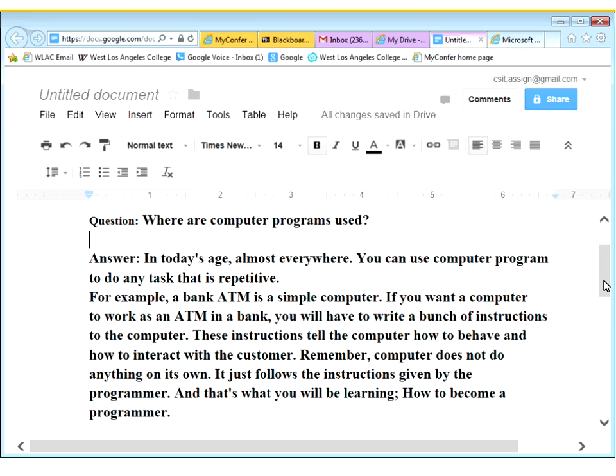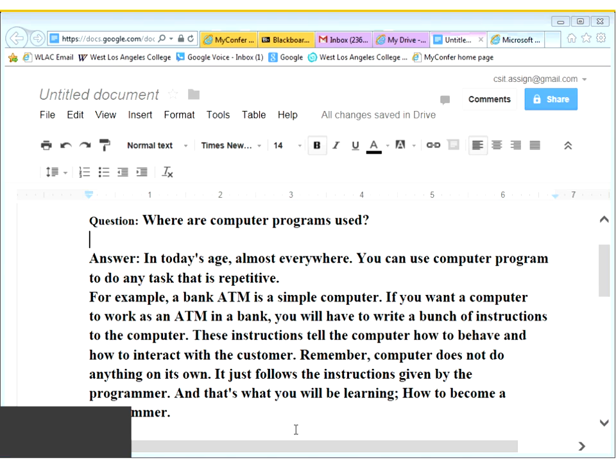Okay? So again, remember that the computer only does what the instructions tell it to do. So the instructions are the key aspect, and those are what we'll be writing in our programs, writing those instructions to basically accomplish some sort of tasks. All right, so go on to the next question.